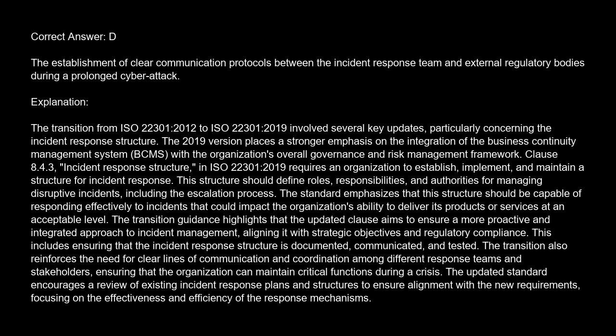The transition also reinforces the need for clear lines of communication and coordination among different response teams and stakeholders, ensuring that the organization can maintain critical functions during a crisis. The updated standard encourages a review of existing incident response plans and structures to ensure alignment with the new requirements, focusing on the effectiveness and efficiency of the response mechanisms.